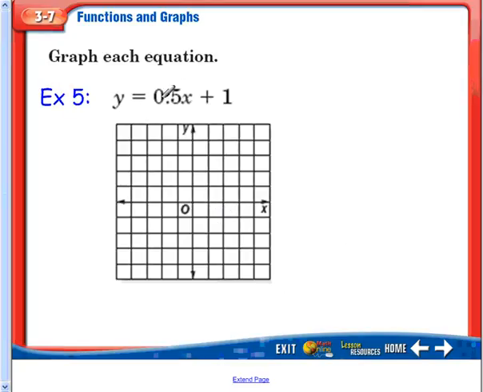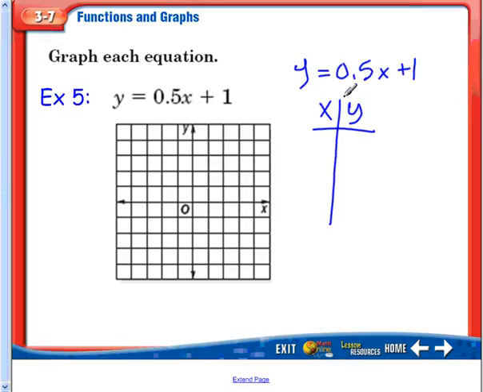In example number 5, we're going to work with a decimal. So again, I need to start with a table for my x's and my y's, where x is my domain and y is my range. Domain is my input, range is my output. So when I copy my formula over here, 0.5 times x plus 1, I'm going to choose values for x that are going to work nicely for this equation.